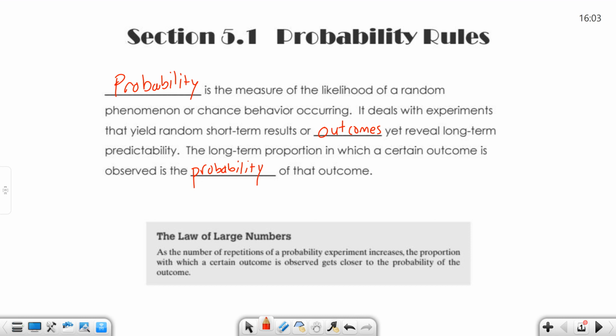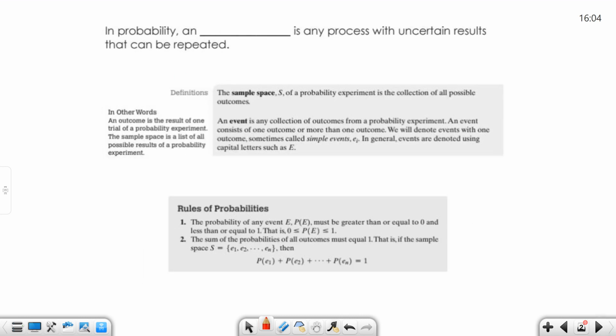Flipping a coin. If you flipped a coin 10 times, you may not get exactly 5 heads and 5 tails. But if you flipped a coin 10 million times, it would approach half of one and half of the other. So that's what the law of large numbers says. As the number of repetitions of a probability experiment increases, going from 10 to a million or a billion, the proportion with which a certain outcome is observed gets closer to the probability of the outcome. So the probability of heads when you flip a coin is 1/2, tails is 1/2. You roll a die, the probability of getting a 1 is 1/6 if it's a fair die, if it's not loaded. All right?